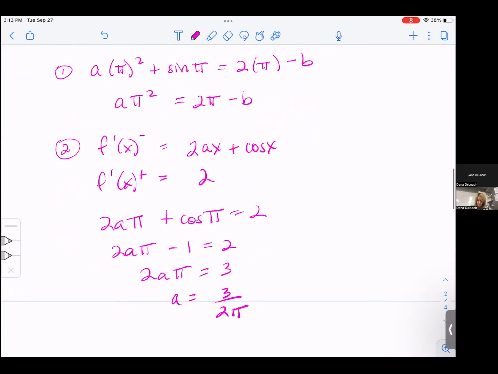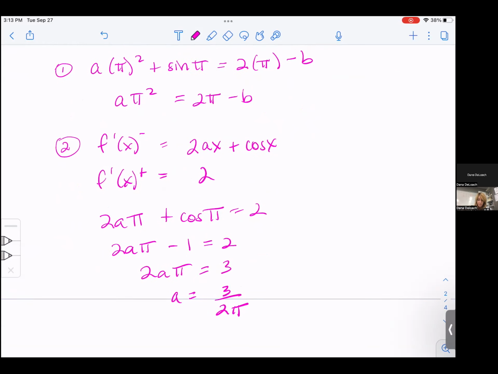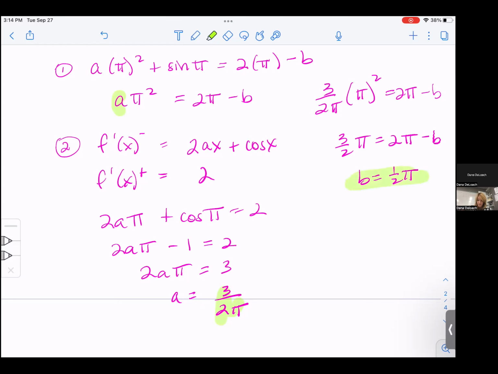So now I have a, so I can go back over here and replace a with what it's equal to. And so that'll be 3 over 2 pi times pi squared is going to equal 2 pi minus b. I'm trying to solve for b now. One of the pi's are going to cancel. You leave one on top. So it'll be 3 over 2 pi equals 2 pi minus b. I'll move the b and the 3/2 over. So b will equal, and 2 minus 3/2 is 1/2. So it'll be 1/2 pi. So there are my different answers for a and b.